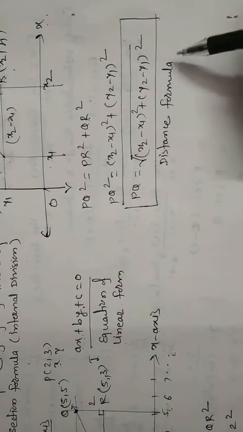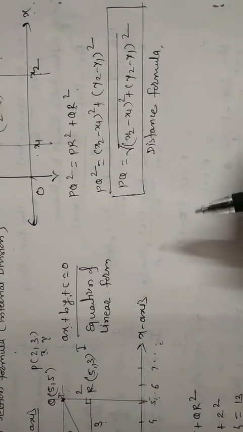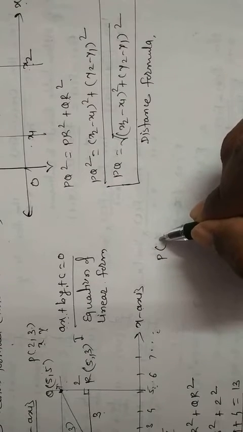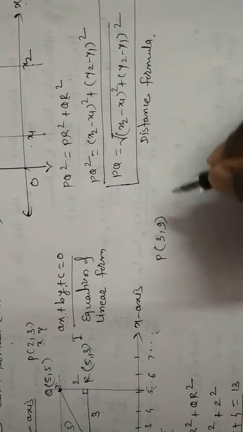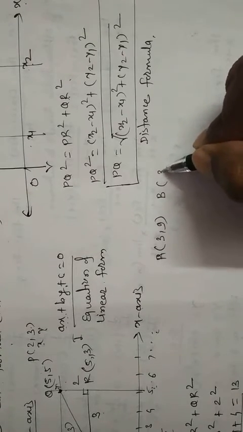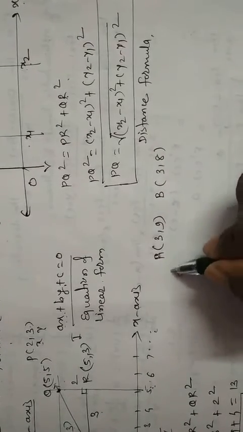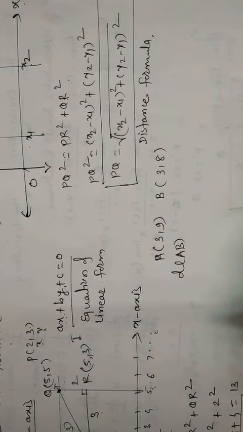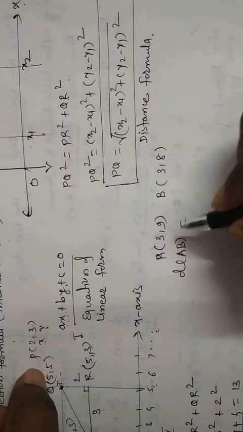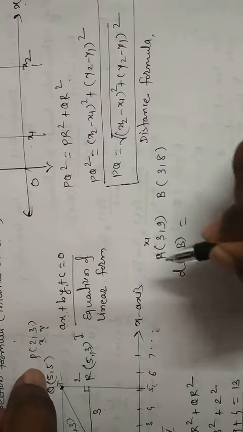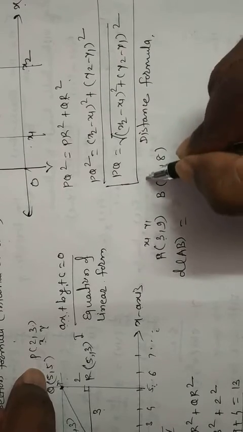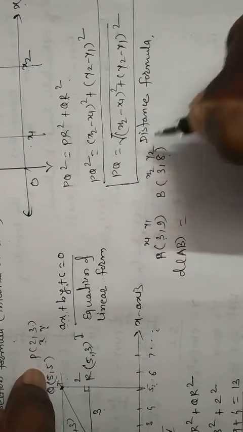You can easily understand that using an example. Suppose this is A (3, 9) and B is (3, 8). Then what is the distance of AB? Let us find the distance of AB. So this 3 is x1, this 9 is y1, this 3 is x2, and this 8 is y2.